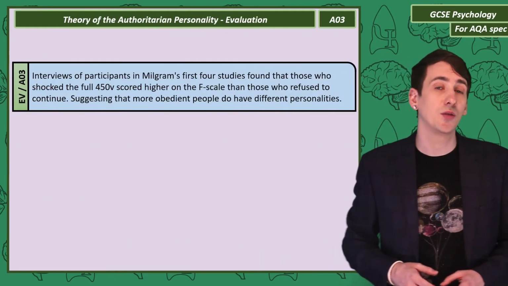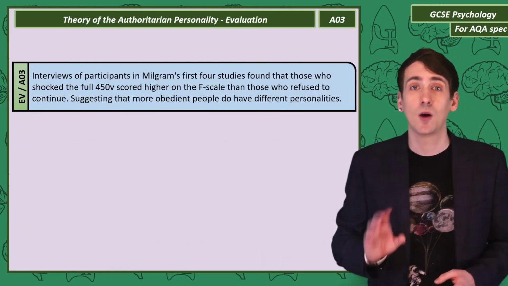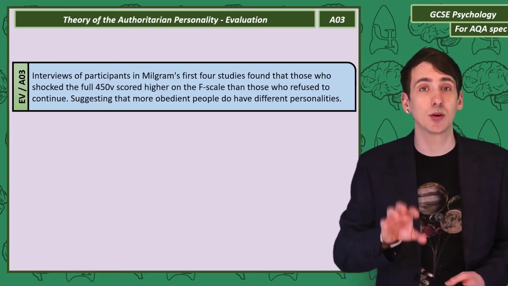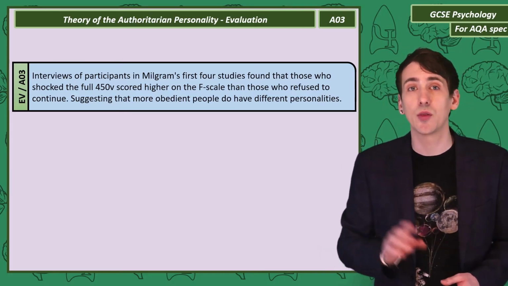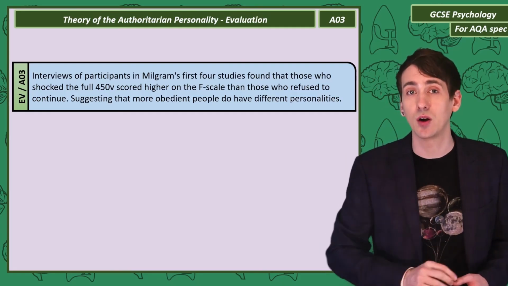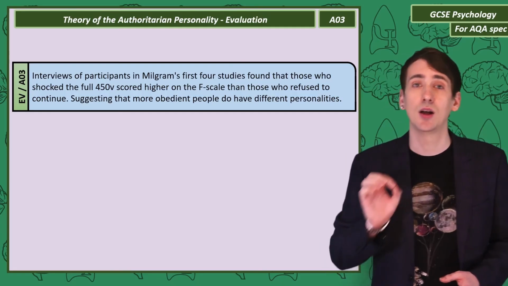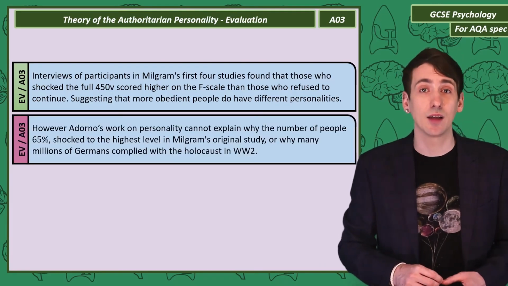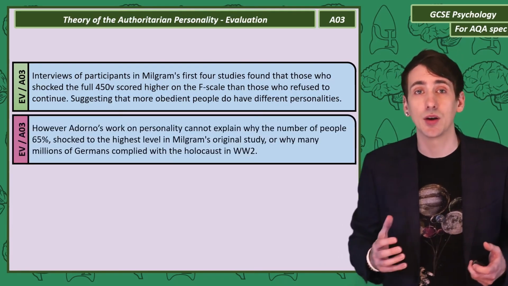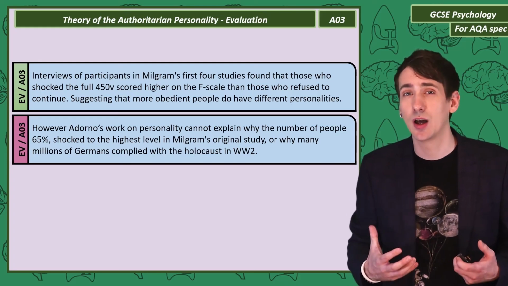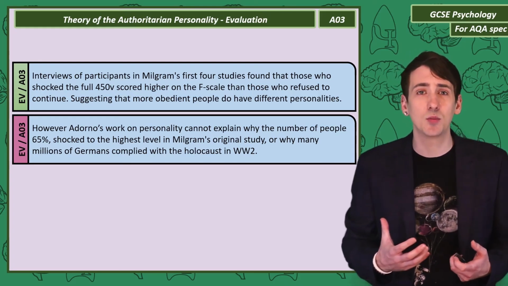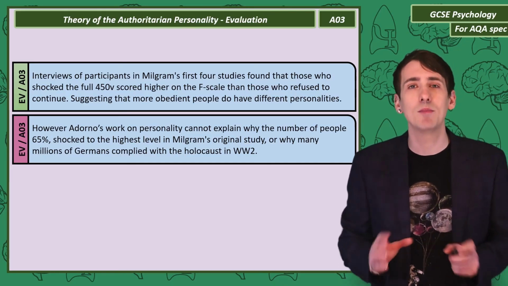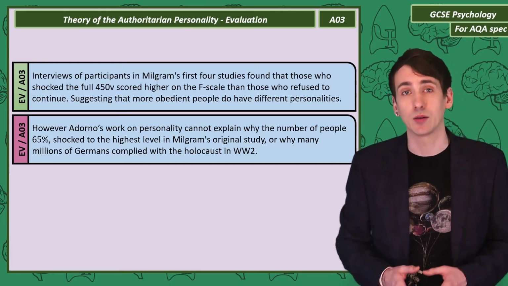In evaluating Adorno's theory of the authoritarian personality, we can support the theory with research. Interviews were taken with the participants in Milgram's first 4 studies. Those that shocked to the full 450 volts scored higher on the F scale than participants who refused to continue. But Adorno's work, suggesting that the authoritarian personality is a personality type similar to a mental health condition, struggles to explain why the number of people who gave the full shocks in Milgram's study is so large, or why millions of people complied with the Holocaust.